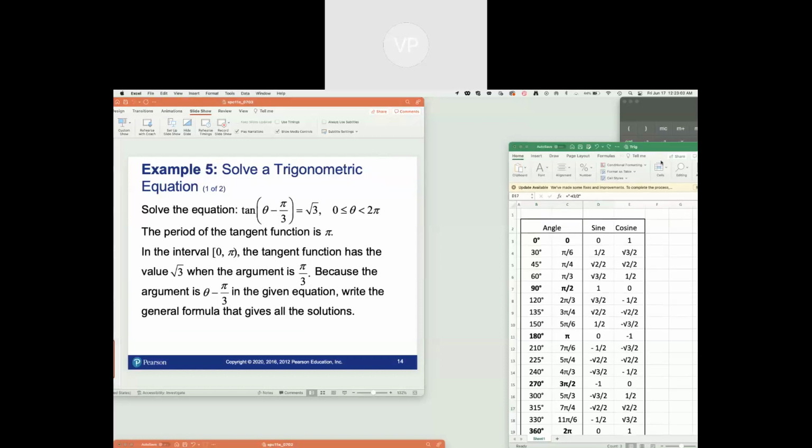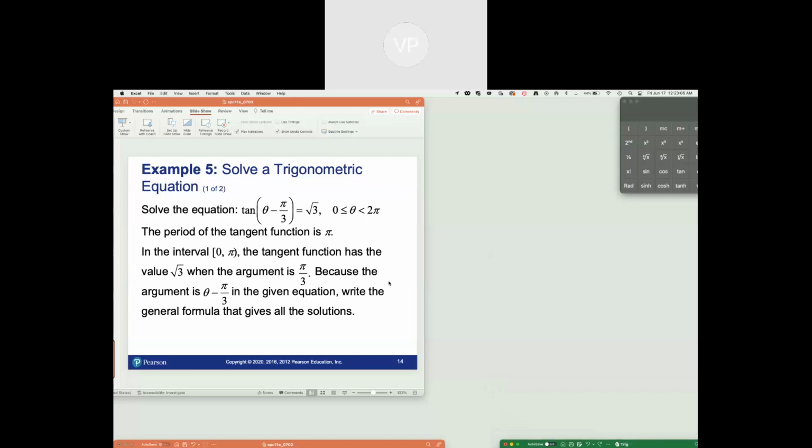Okay, so now we're going to solve a trig equation with tangent. Now you see it's got this extra little shift there. All that means is you have to include all of that in your answers, and there may be some compensating you have to do, like I did on the last problem. So I'll show you this one here.